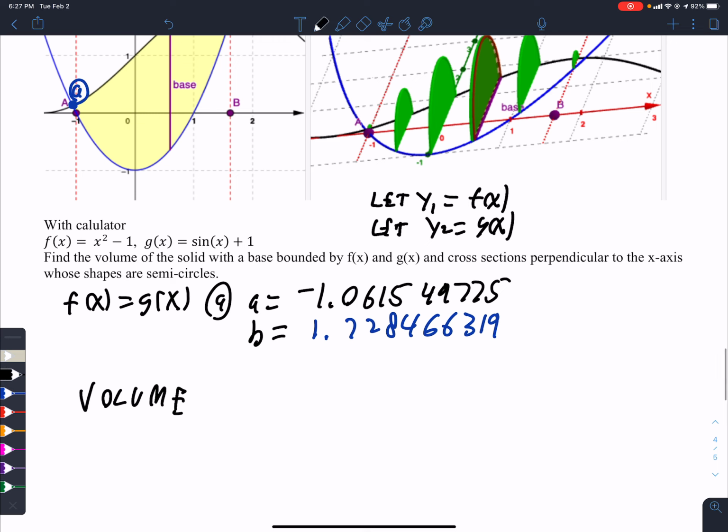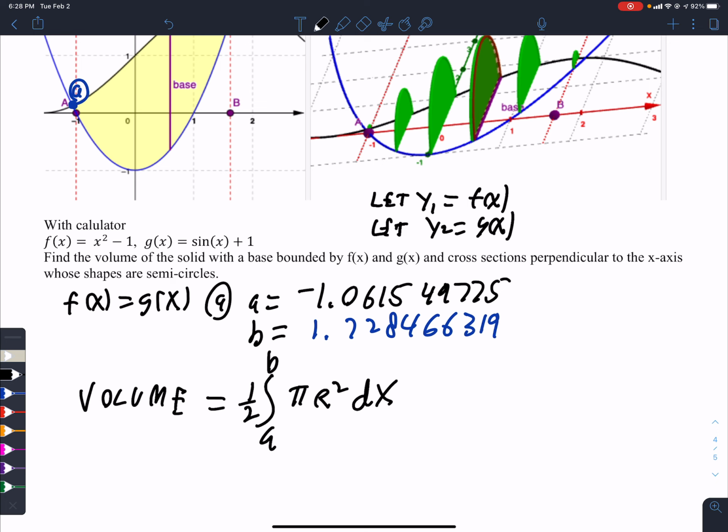So the volume, I'm going to write this down. I'm going to add up all the little semicircles, starting at A, ending at B. So I'm going to add them up from A to B. And the area of a semicircle is 1/2 pi r squared dx. And the thickness is a change in x.